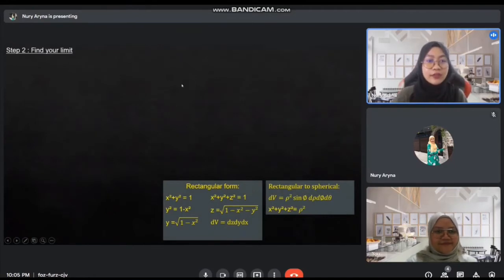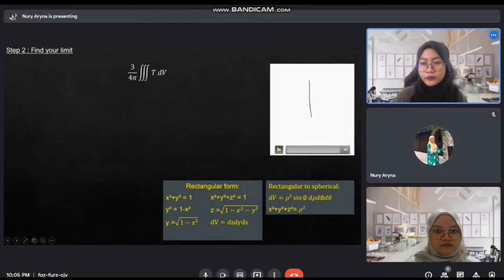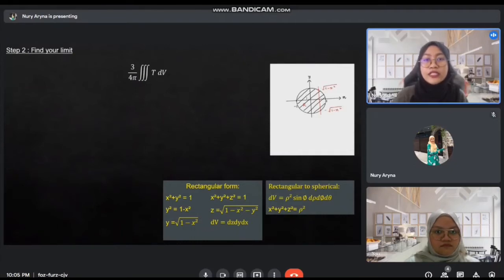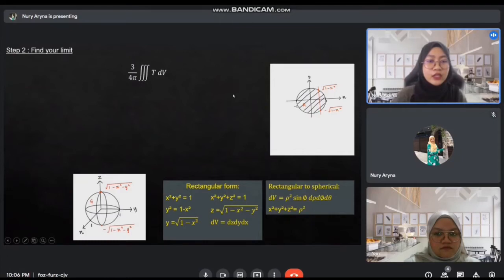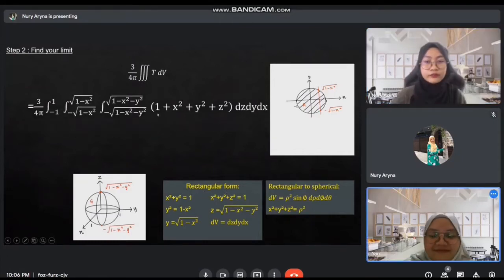Step 2, find your limit. This is our general equation. To find the two uttermost limit, we need to look at our region. But what is our region? Let's take a look. So, our region is in the form of a circle. dv here is dz dy dx or dz dx dy. But here we are using the type 1. So, our dv is equal to dz dy dx. And our integral will be in this form.